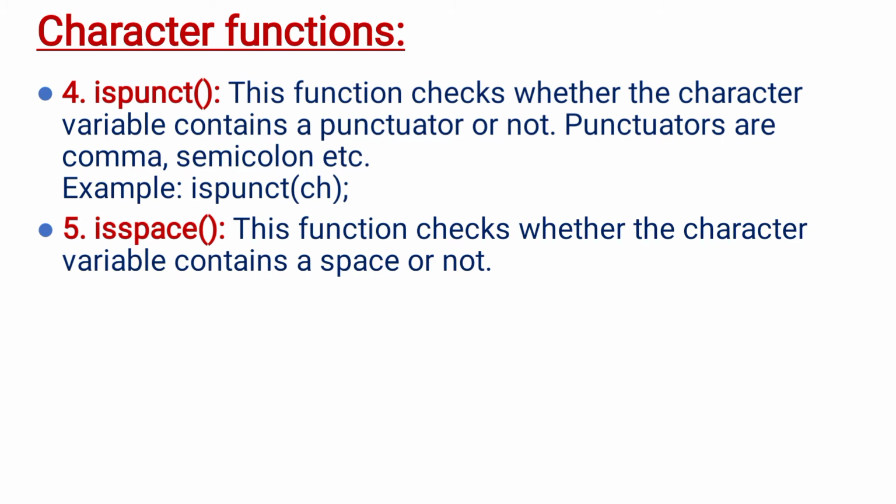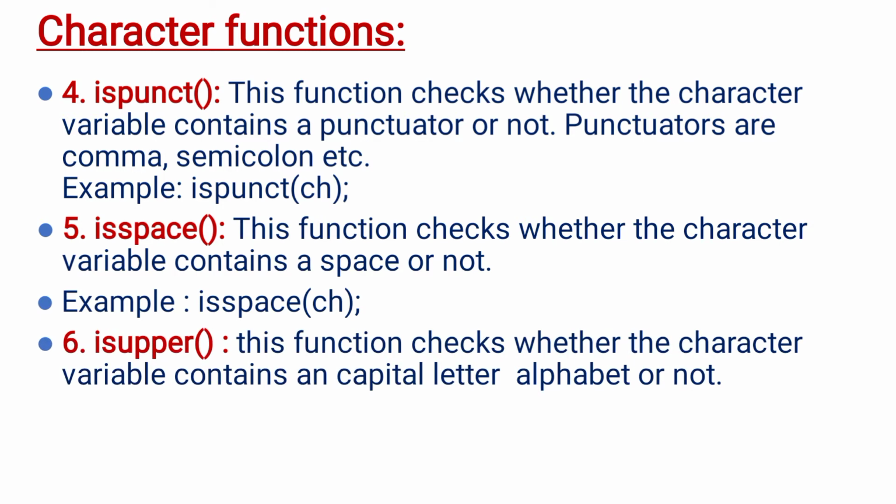The fifth function is isSpace. The isSpace function checks whether the character variable contains a space or not. Here a space is also treated as a character. If inside a variable there is no alphabet, nothing else is stored, and only a space is stored, then it returns true. Otherwise, it returns false.